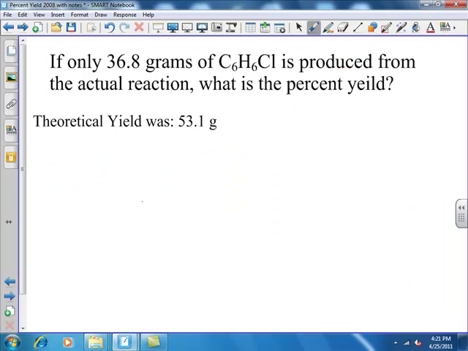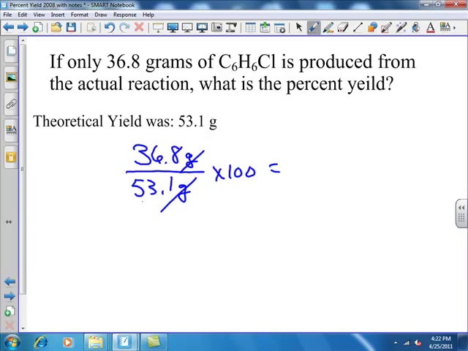Now, continuing with this problem, if only 36.8 grams was produced from the actual reaction, what's the percent yield? So the whole idea here is you may have to do a mass-to-mass stoich problem to find your theoretical yield. Then you can do a percent yield. In the percent yield, now it's pretty easy. It's just 36.8 grams, which is our actual yield, divided by 53.1 grams times 100. I just put the grams in there to prove that those cancel out. And so this gets you 69% yield.